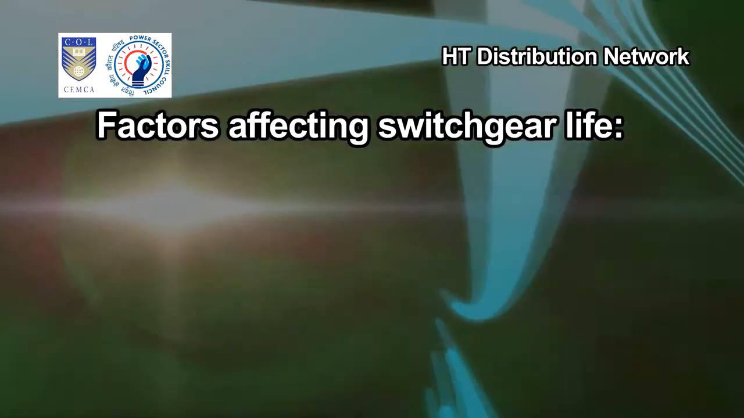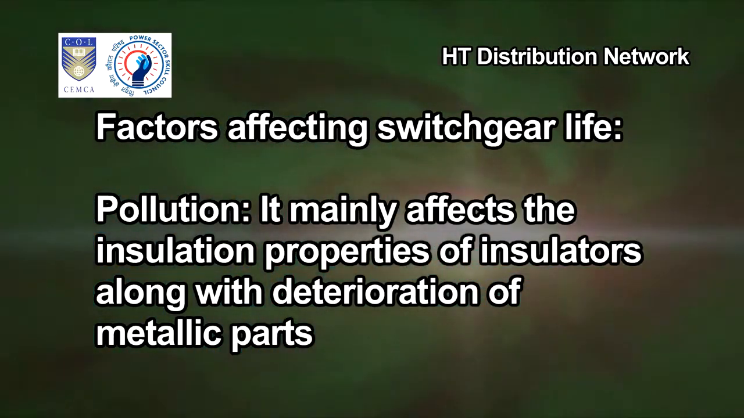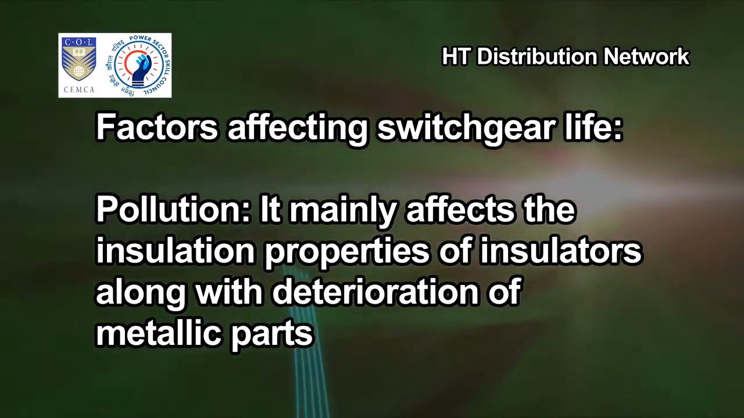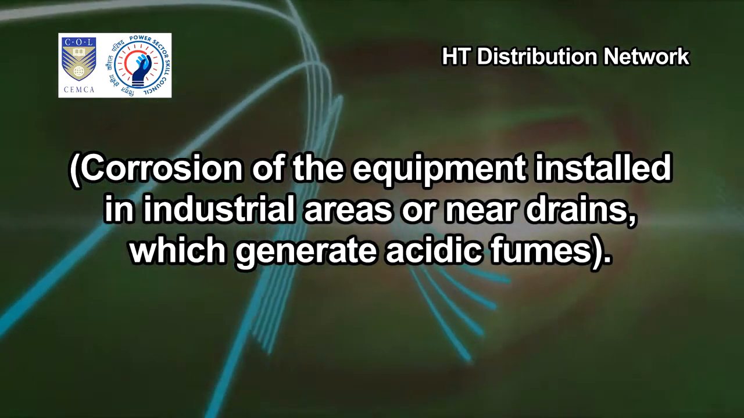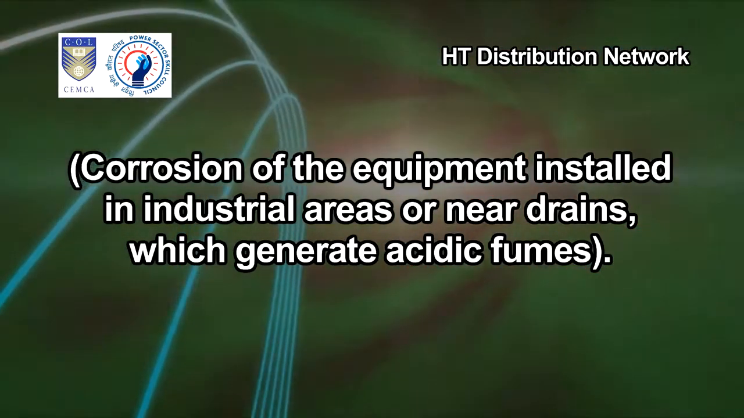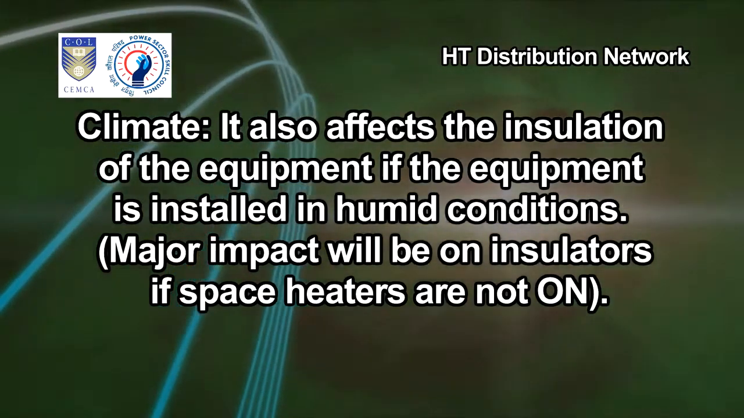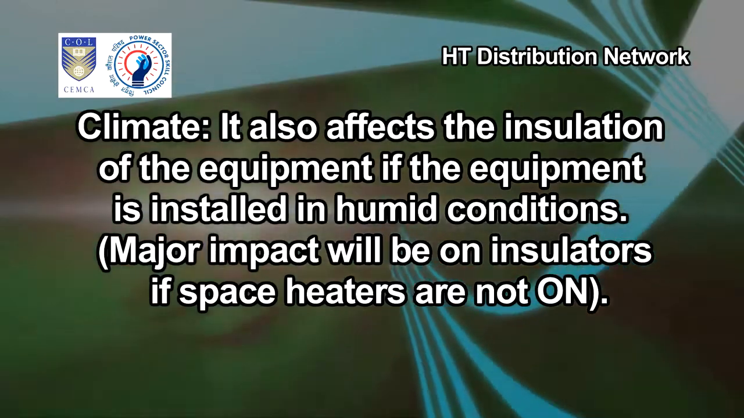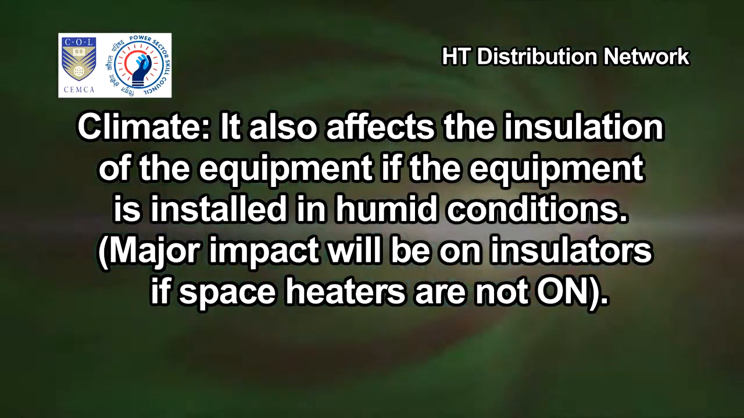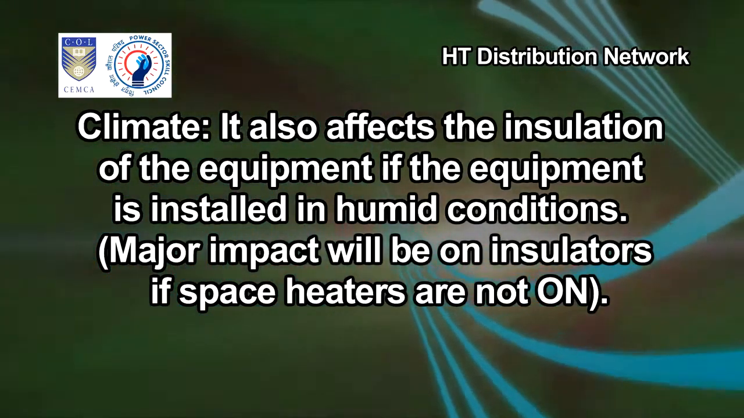Factors affecting switchgear life. Pollution. It mainly affects the insulation properties of insulators along with deterioration of metallic parts, corrosion of the equipment installed in industrial areas or near drains which generate acidic fumes. Climate. It also affects the insulation of the equipment if the equipment is installed in humid conditions. Major impact will be on insulators if space heaters are not on.